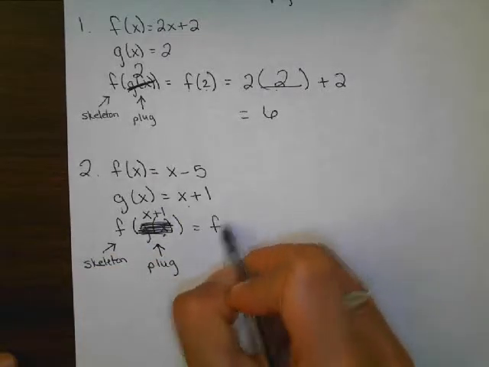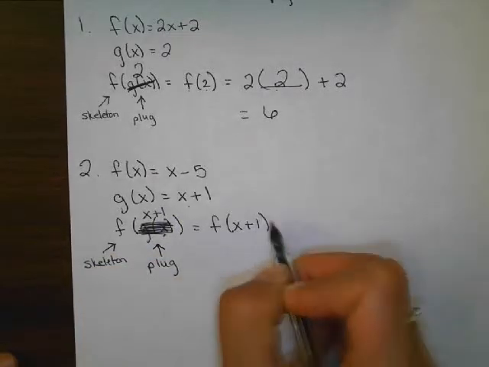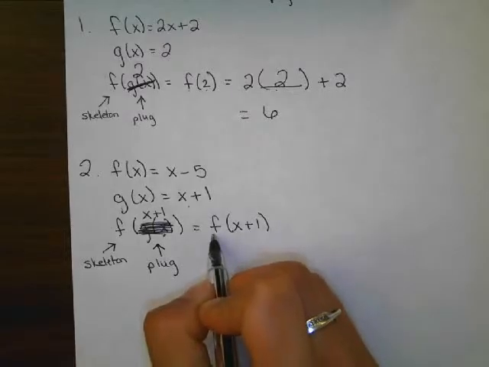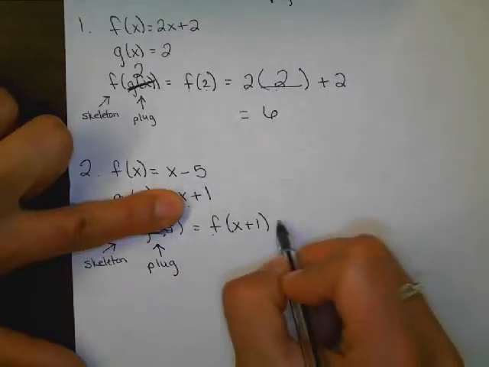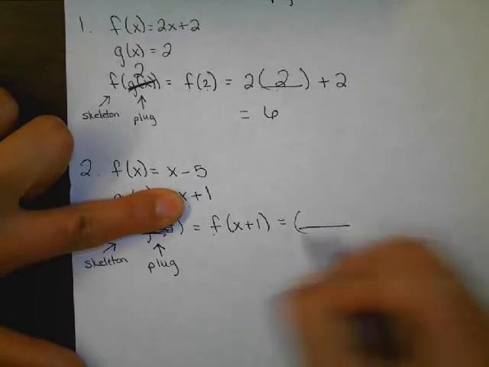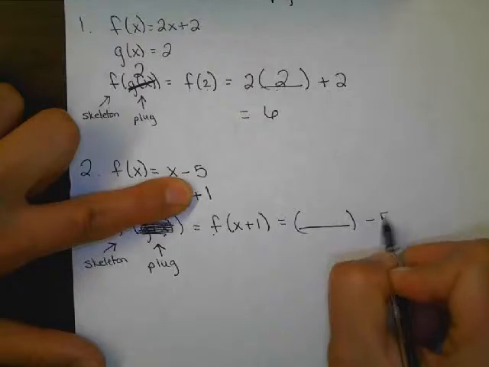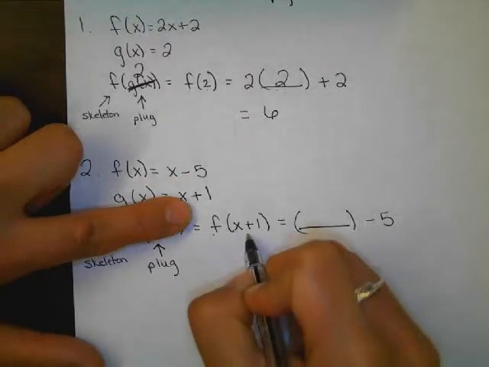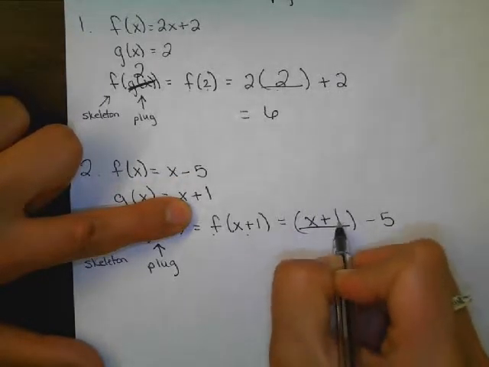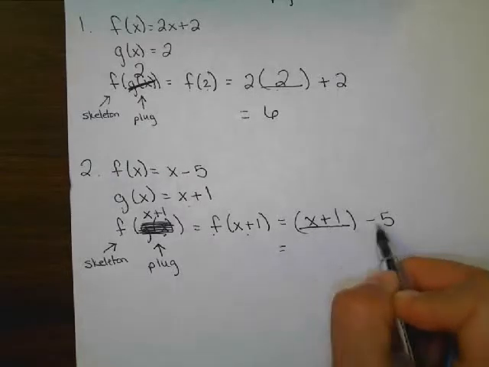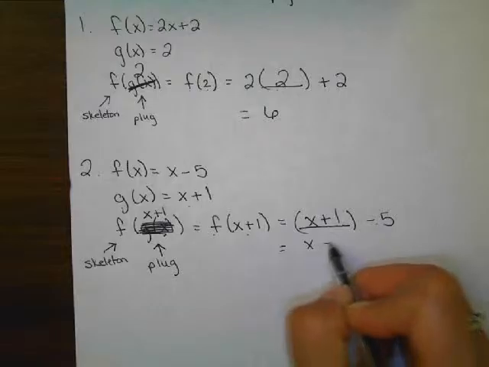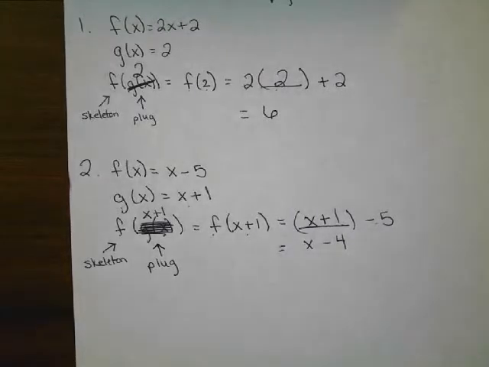So now I'm basically looking for x plus 1 in the f function. So I can ignore this g right now, and wherever f is, again, wherever there's an x, you put a blank, and then the minus 5, and now in that blank we're putting x plus 1. And then we simplify, we have x plus 1 minus 5, which is x minus 4. Try another one.